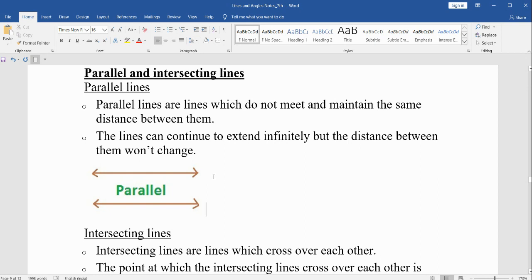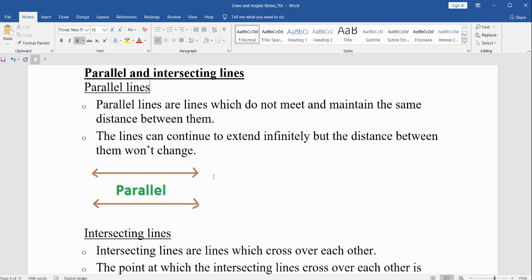Hi students, today in this video we will be continuing our basic understanding of these different concepts of lines and angles. In this video we will be discussing parallel lines, intersecting lines and angles formed by intersecting lines. So let's begin. First, let's start with parallel lines.